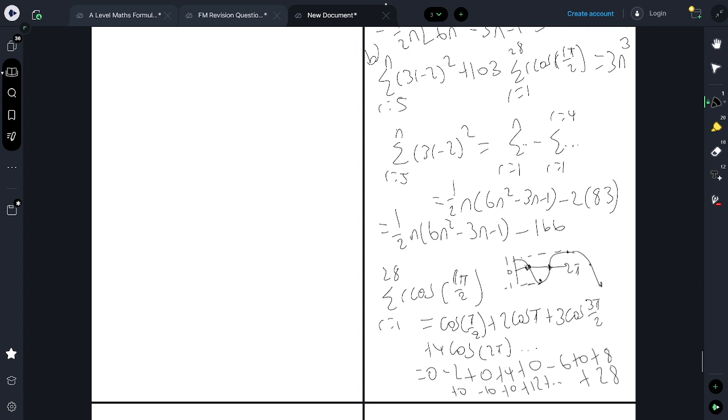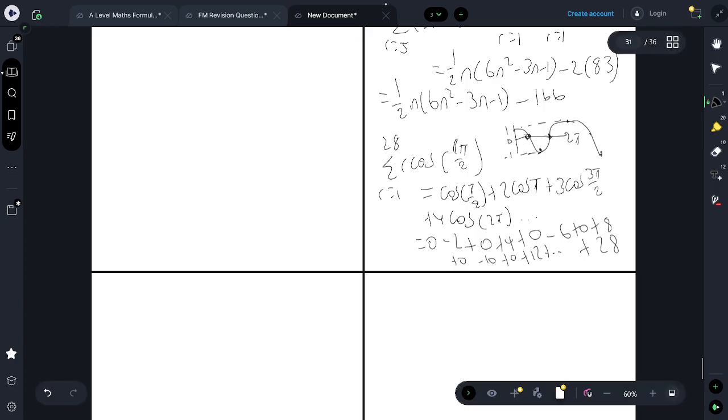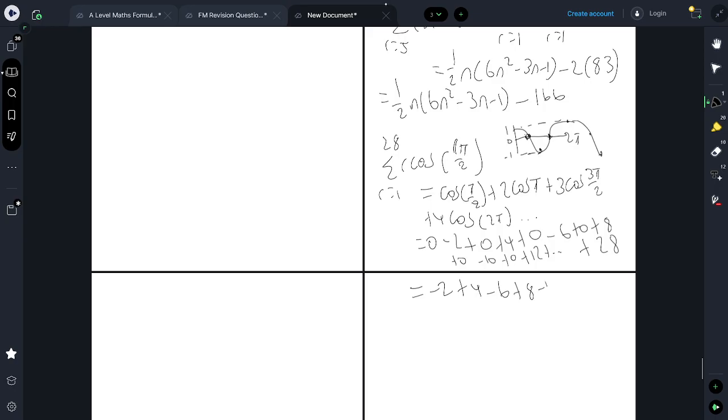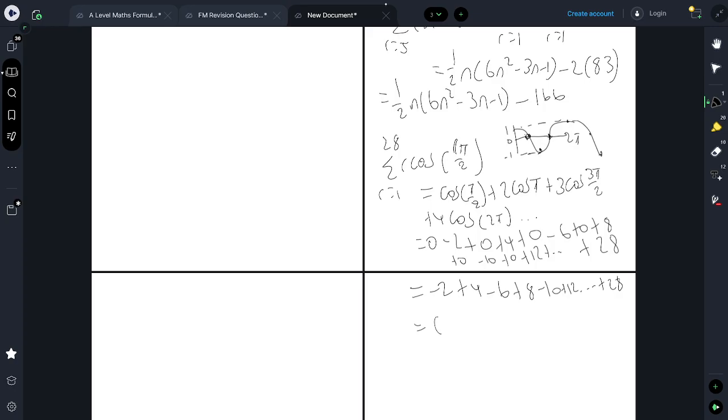Now, actually, you should notice a pattern here. We can say that's equal to minus 2 then, get rid of the zeros. Minus 2 plus 4, minus 6 plus 8, minus 10 plus 12, plus 28. Now, what's happening here? Well, actually, it's kind of like a method of differences. So the 4 would cancel the minus 2. So you could say 4 minus 2 plus 8 minus 6 plus 12 minus 10 plus dot dot dot plus, obviously then, 28, which is positive, minus 26.